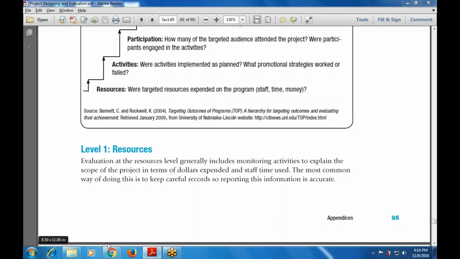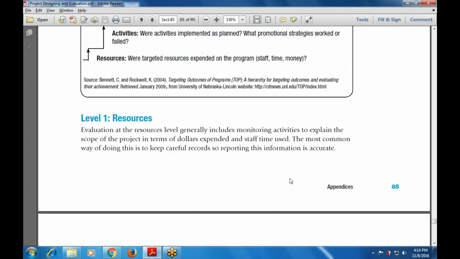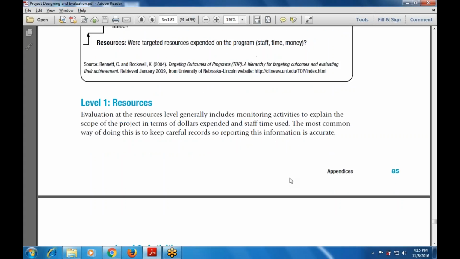Last class we started with level number 1, that is the resources. What are the various resources that are used? Evaluation is done at the monitoring level. It is done at the resource level, looking at what the various resources are and what the monitoring method is. The most common way is careful reporting, and the information reported must be accurate. Whatever resources and data are required, the information must be very accurate.